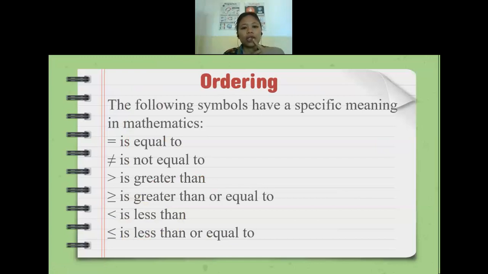Now for this question on ordering, these are the symbols that we are going to use. I think you are already used to the symbols for equals, not equals to, greater than or equal to, less than, and less than or equal to. Is there anyone still getting confused about differentiating which one is greater than or which one is less than?